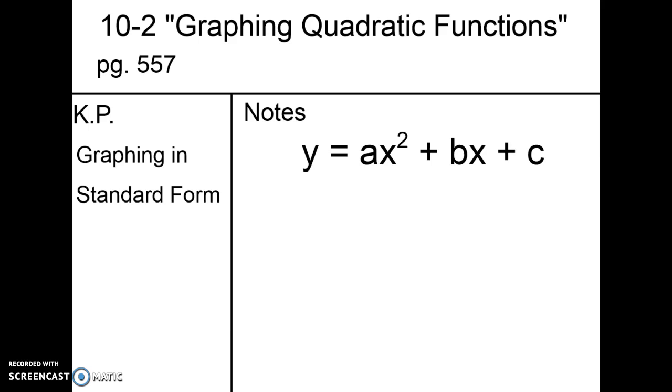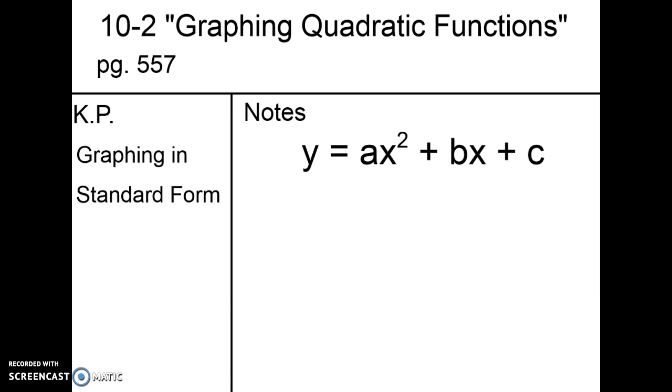This is our first video on Chapter 10, Section 2, which is graphing quadratic functions. We're going to spend 3 days on this lesson. It's very important to know how to graph quadratics. It's the main standard in Algebra 1. In this video we're going to go through what standard form is all about and how to find an axis of symmetry.